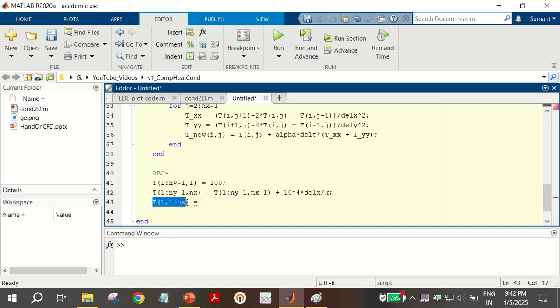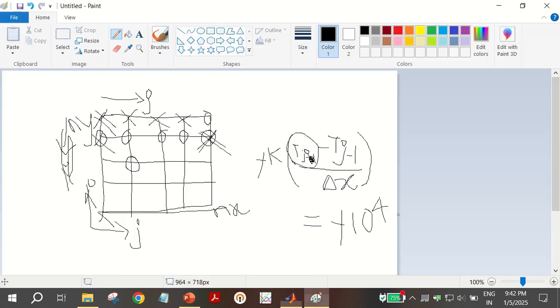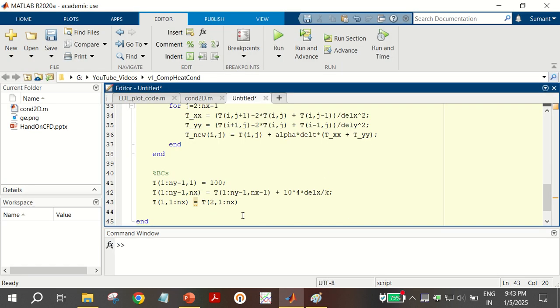Now what do you write? T of, this is nothing but T of 2, right? Because you want to calculate the value at the boundary here, you have to look up because you don't have anything down. And also you are calculating T new here. These boundary conditions should ideally be applied for T new, T at n plus 1.